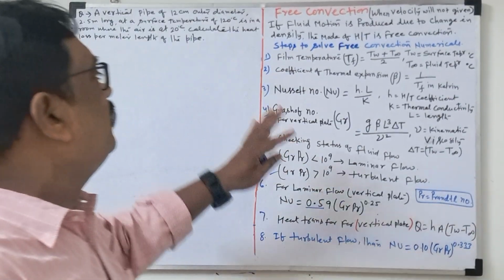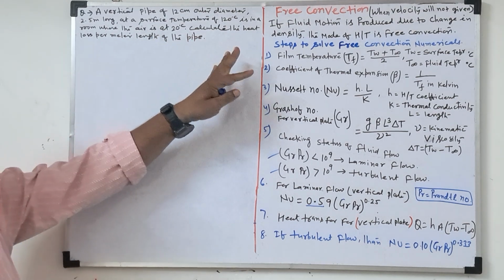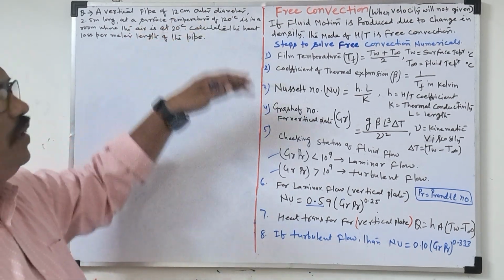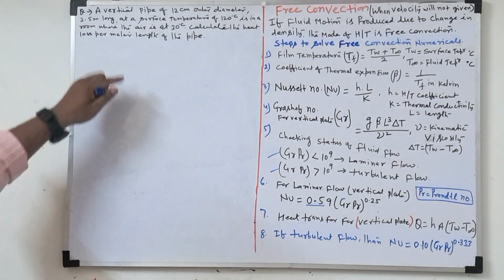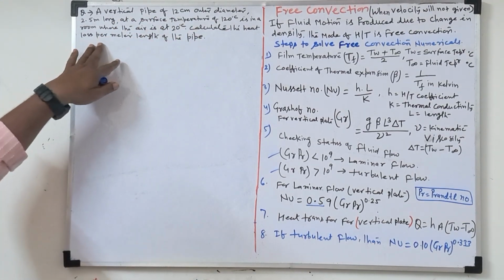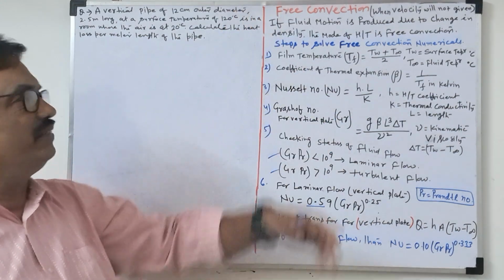Today I brought you a very simple and very important question from the convection unit. This problem belongs to free convection. Why am I saying free convection? Because the velocity is not given in this question. If velocity is not given, the question belongs to the free convection problem.